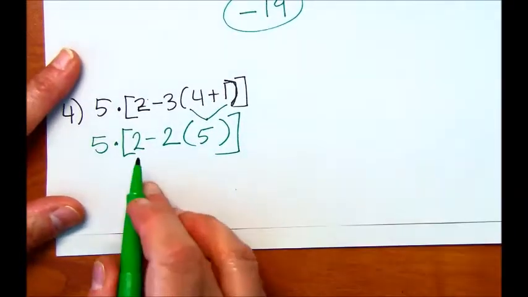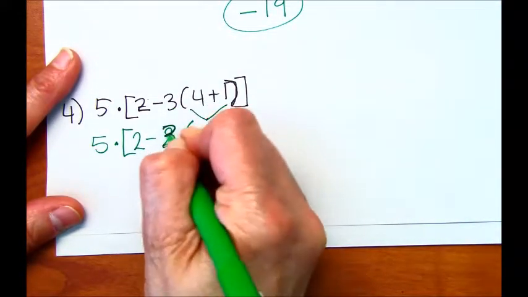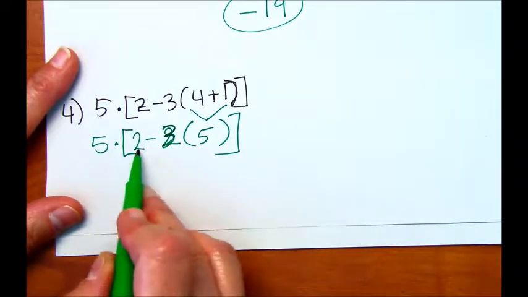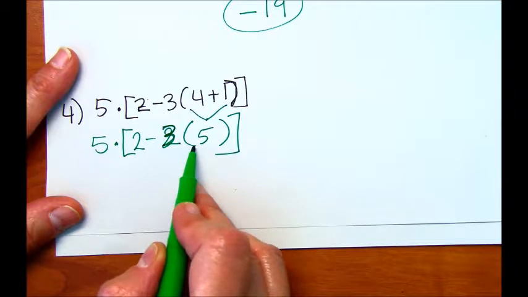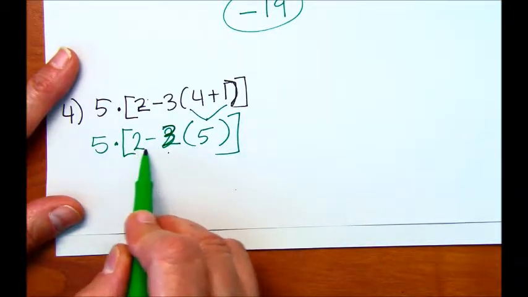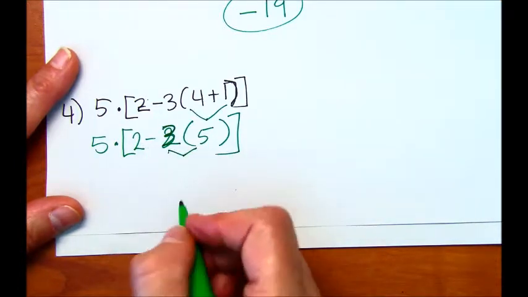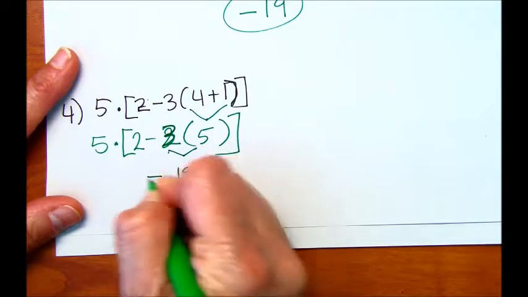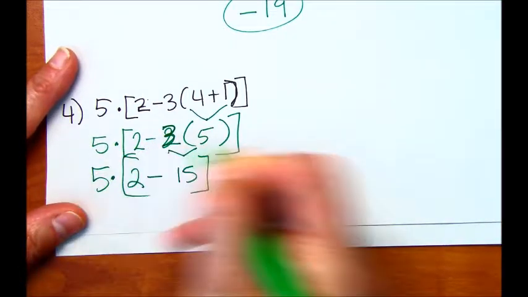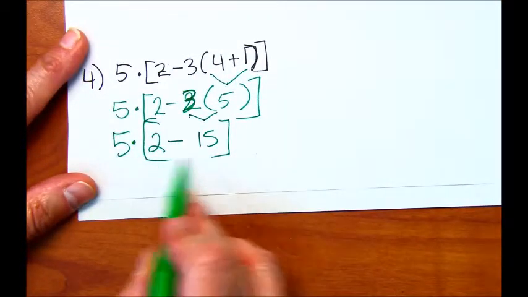Okay, now within the parentheses, oh, that's a 3, not a 2, excuse me. So 5 times bracket 2 minus 3 times 5, closing. So again, we want to multiply before we subtract. This is multiplication. Negative 3 times 5 is negative 15. Bring down that 2 and the 5. Now we've got the last group we want to take care of.